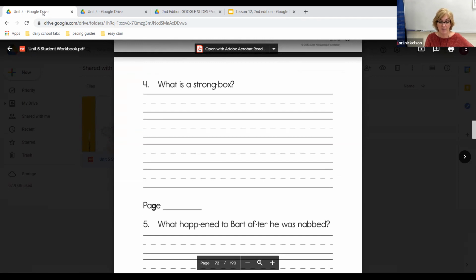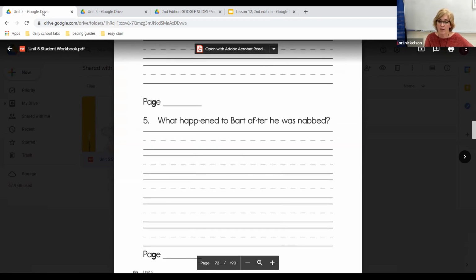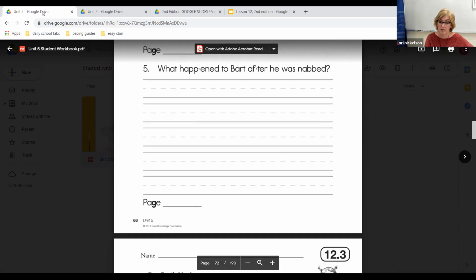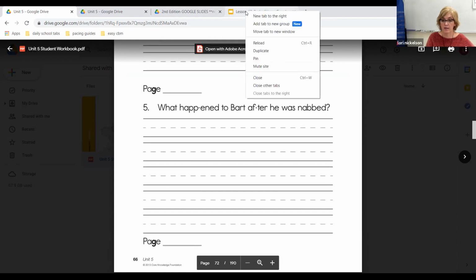And number 4, it wants to know what a strong box is. I told you about that, okay? And it was in our story also. And number 5, what happened to Bart after he was nabbed? What happened to him? And that was in our story also. Okay. So let's go back here.